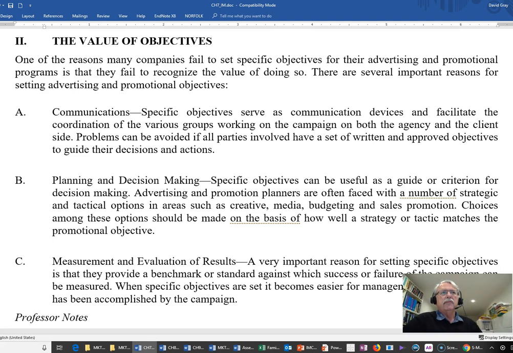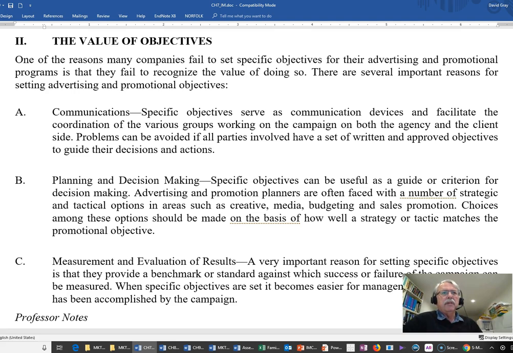So certainly when you set an objective, that will lead you in a certain direction and definitely will help with decision making. I think one of the things that advertising and promotional planners are faced with is a number of strategic options, including what kind of creative approach, what kind of media to use, how much money they have to spend, and also an analysis of what they need to do in sales promotion, if at all. So the kind of objectives which are specified will help in this area.